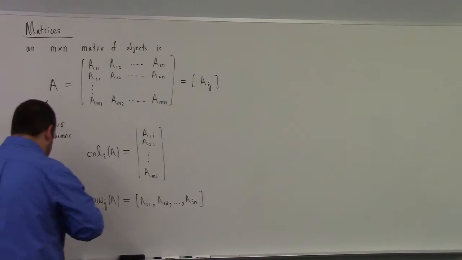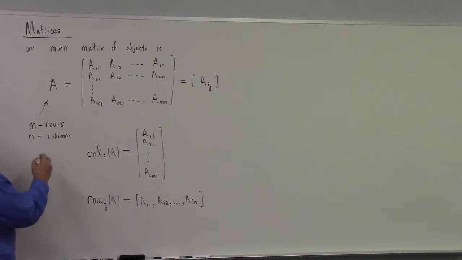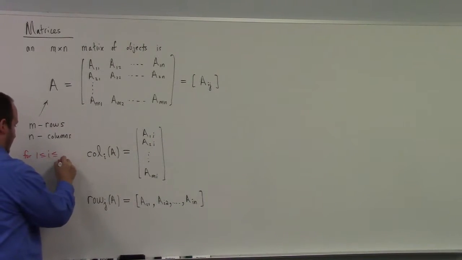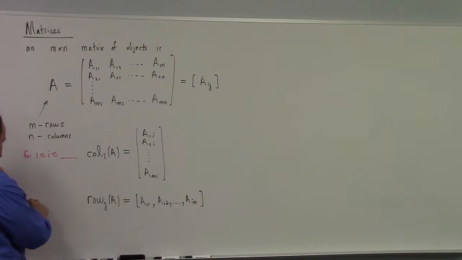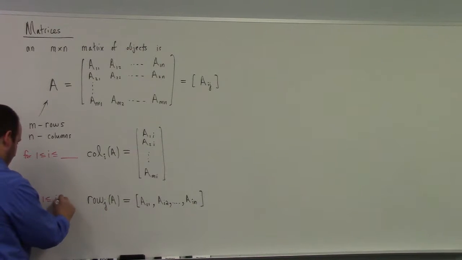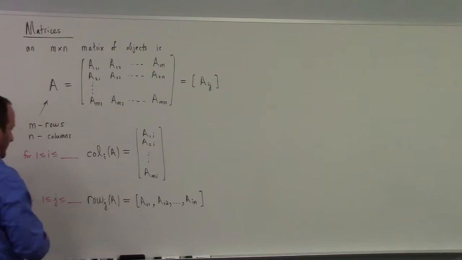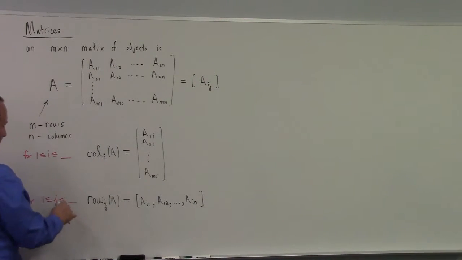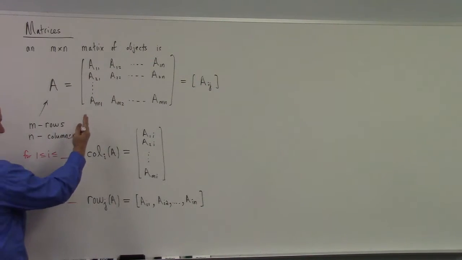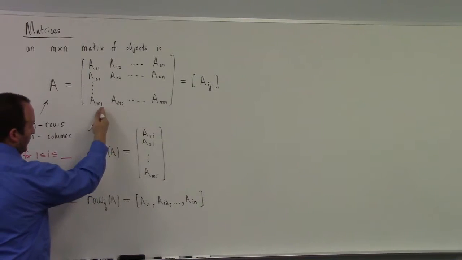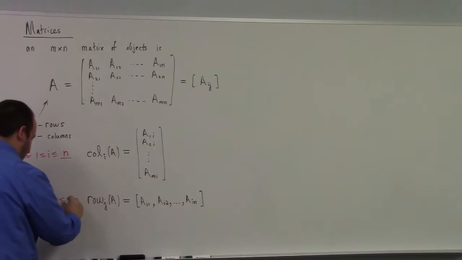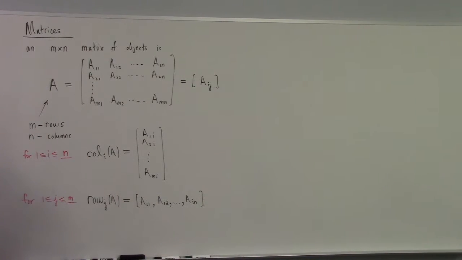Now, let's see here. So this first one, this is for what? For 1 less than or equal to i less than or equal to blank. And this one is good for 1 less than or equal to j less than or equal to blank. In other words, i ranges from what? From 1 all the way up to n. We have n columns. And how many rows do we have? We've got m rows. Right.